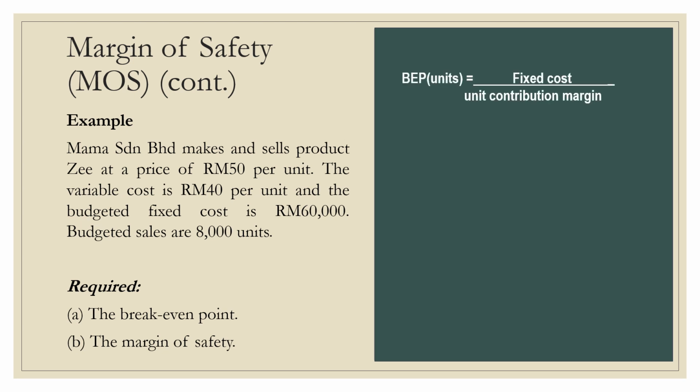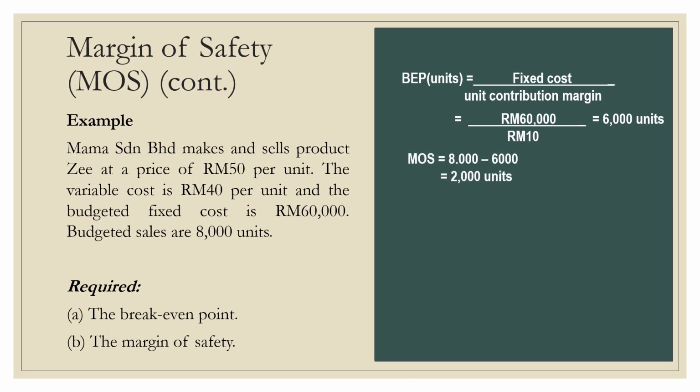First, you have to come up with the break-even point in units, which equals fixed cost divided by the unit contribution margin. The fixed cost is 60,000, and you divide by the unit contribution margin, which is 10. You get the 10 from 50 minus 40. So 60,000 divided by 10 equals 6,000 units. This is the break-even point in units.